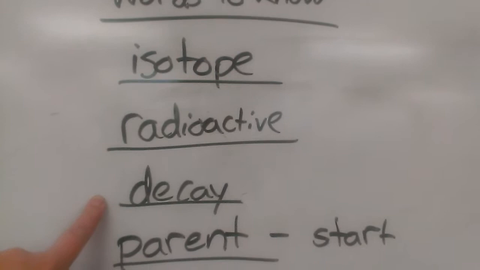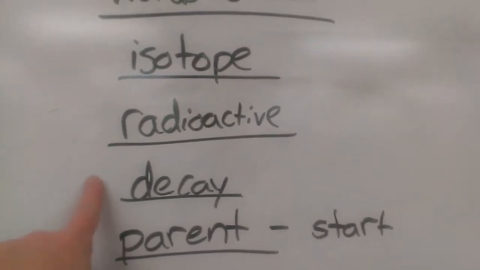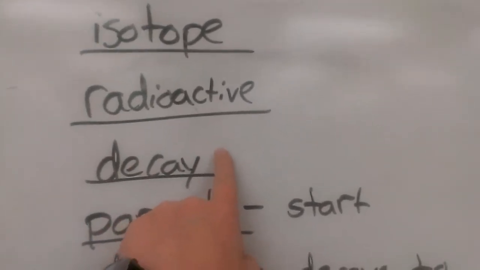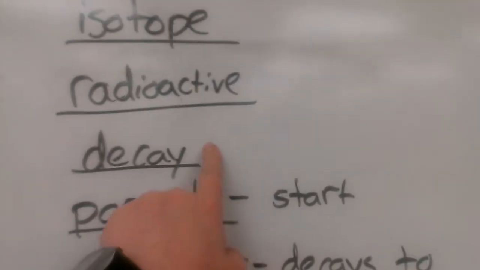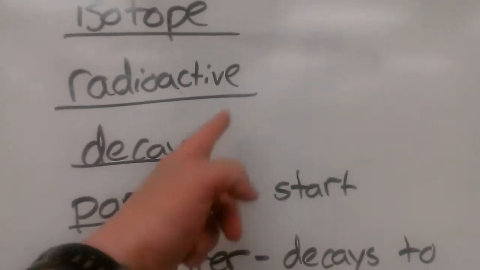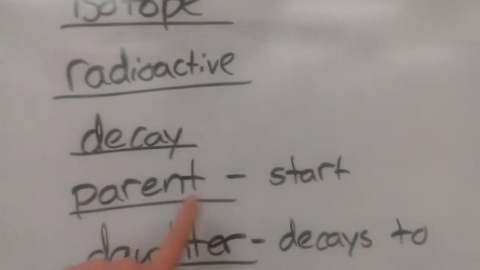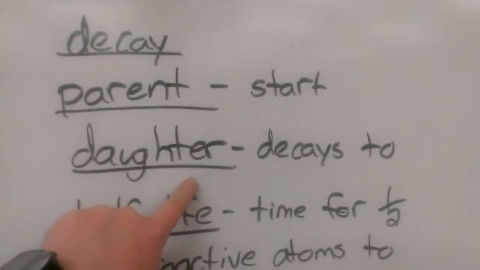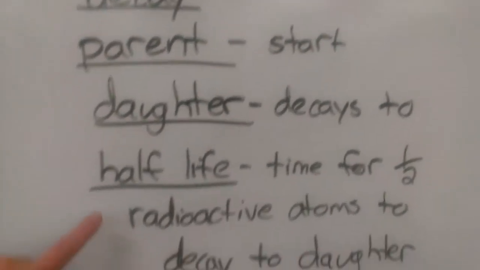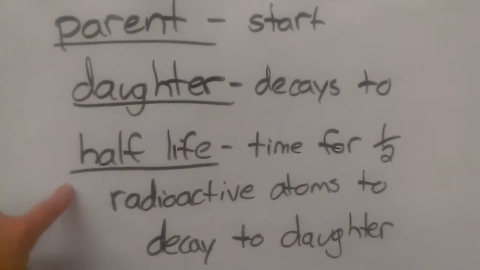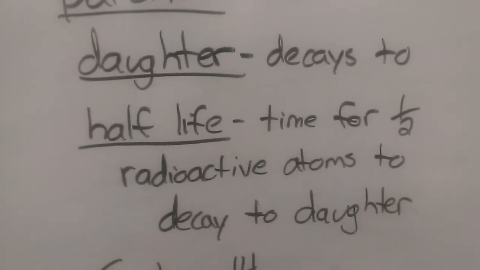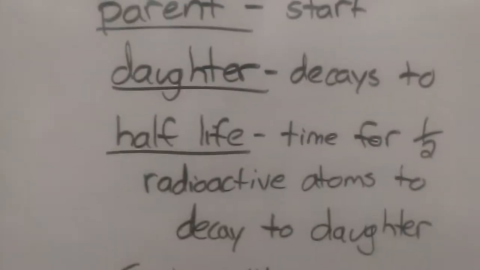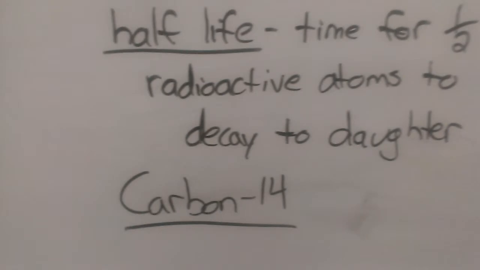So decay, just like animals decay or break down, you're going to break down and make it into a new element sometimes, or a new isotope, that's going to be something different than what it was when it started. So it starts as a parent isotope and it decays to the daughter isotope, so what it's going to be after it decays. The half-life is the time it takes for half of those radioactive atoms to decay to the daughter. We're going to look at that in just a second, but one to keep in mind is carbon-14.